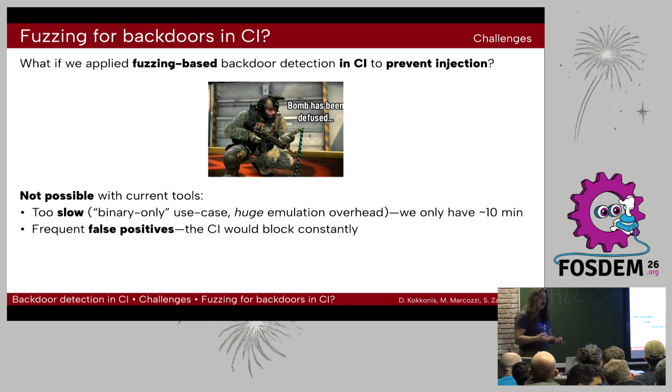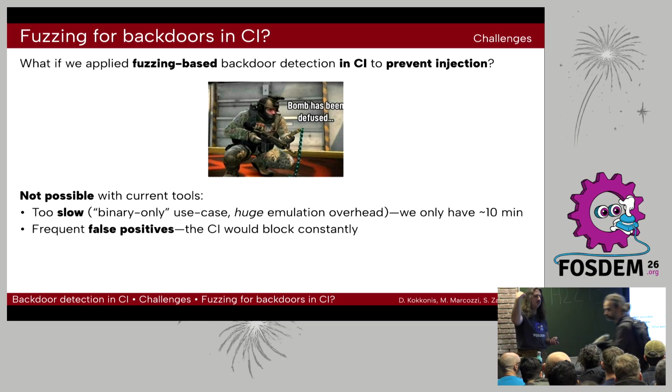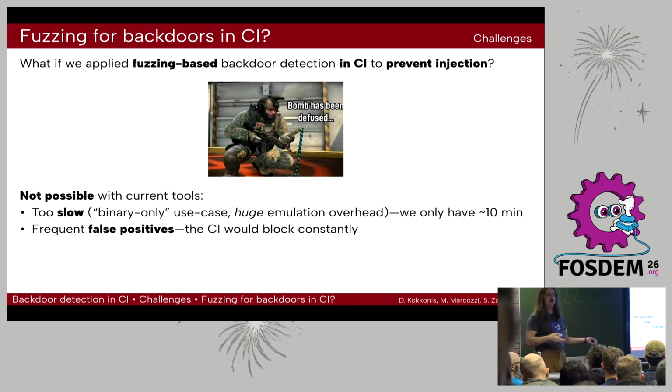And the bigger problem is the false positives. It's not that the tool produces many false positives, it's that it produces false positives basically every time. And this is obviously intractable for a CI pipeline. You can't have your CI telling you there's a backdoor every other commit when there's none.